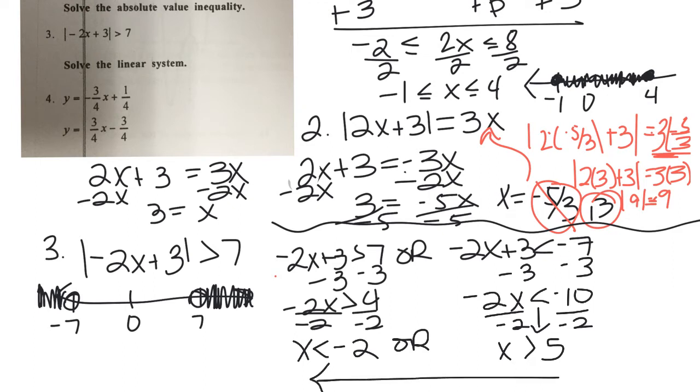So on a number line, this is 5, open circle, shaded greater than 5, or negative 2, open circle, less than negative 2. And in set notation, we would have curly braces around that, like this.